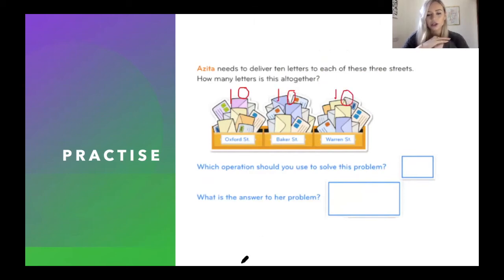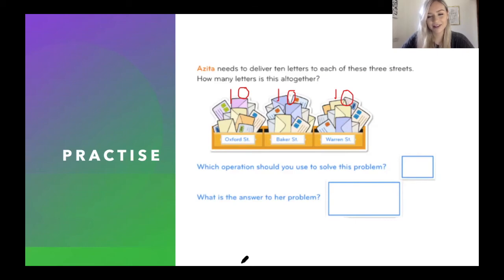Which operation should you use to solve this problem? Now, the other day we were looking at addition and subtraction. We could use one of those to help us, but remember today we are practicing multiplication and division. So keep that in mind. Pause the video to have a go at this problem.